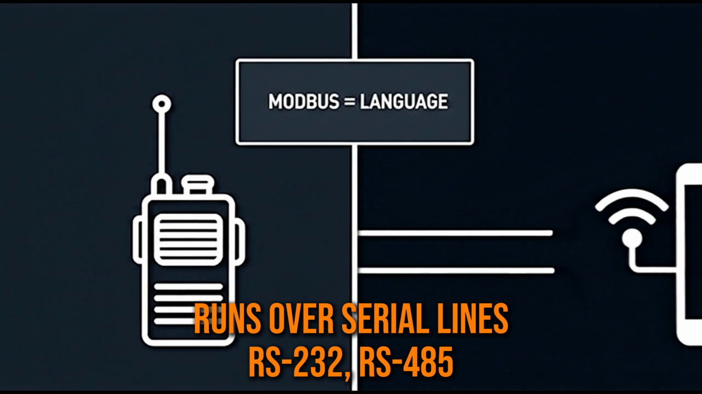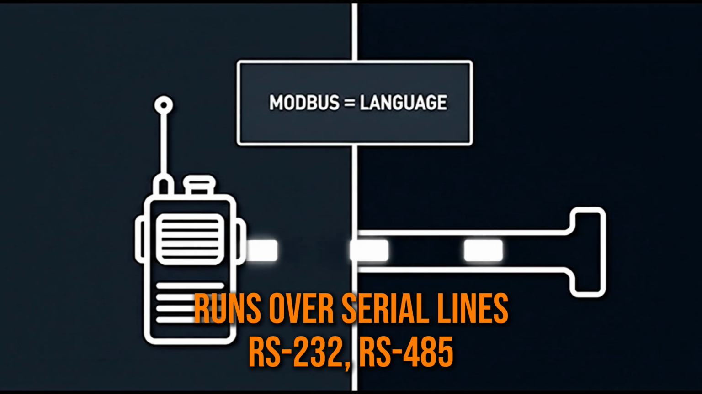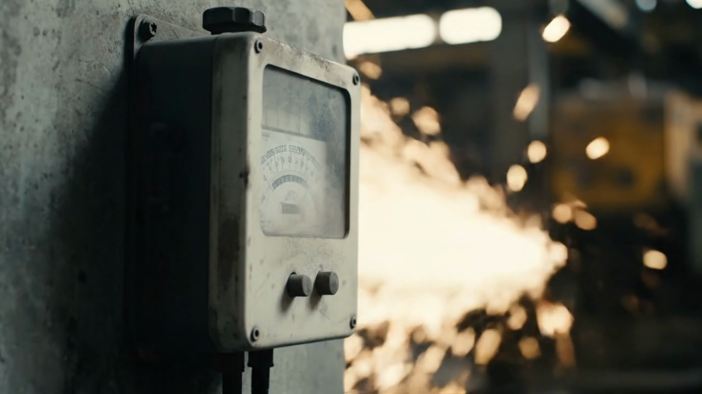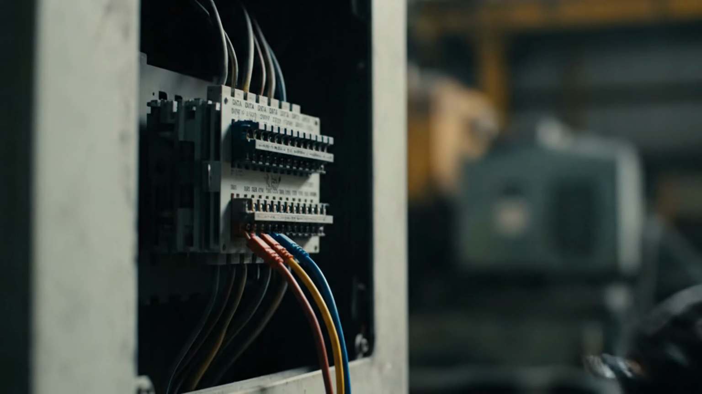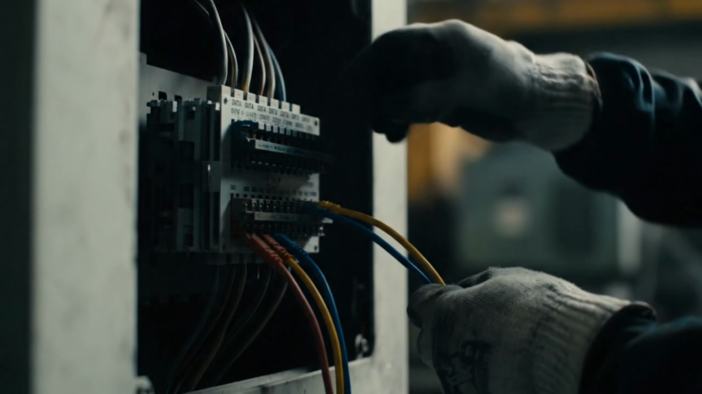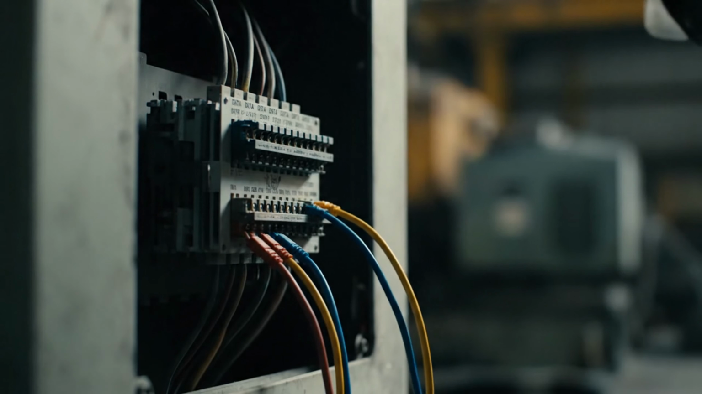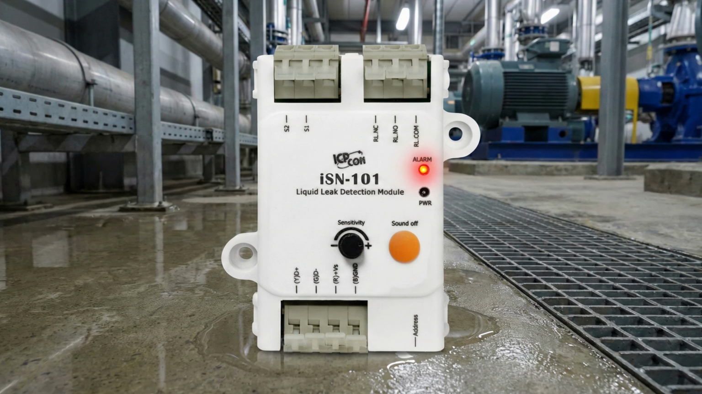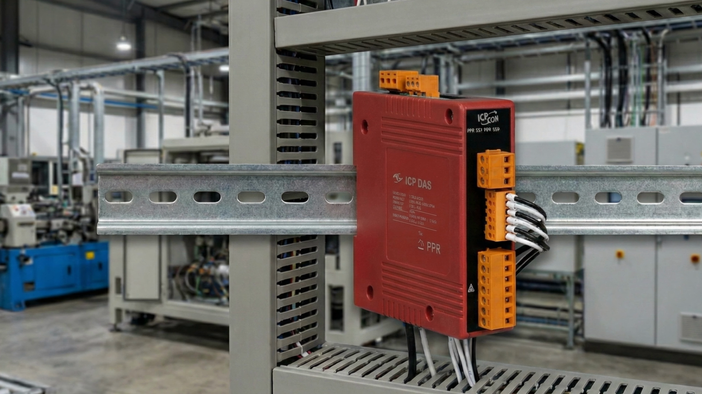Modbus RTU runs over serial lines like RS-485 and RS-232. And honestly, it's the reason why so many older systems still work today. It's simple, it's reliable in noisy industrial environments, and it's extremely cost-effective when you have a lot of sensors or distributed devices. A lot of environmental sensors, leak detection modules, and power meters still use RTU because serial communication is still hard to beat for stability.